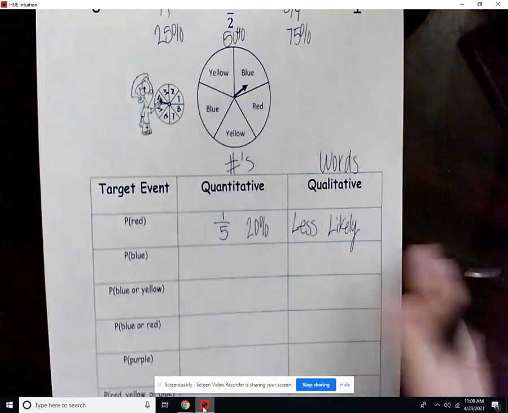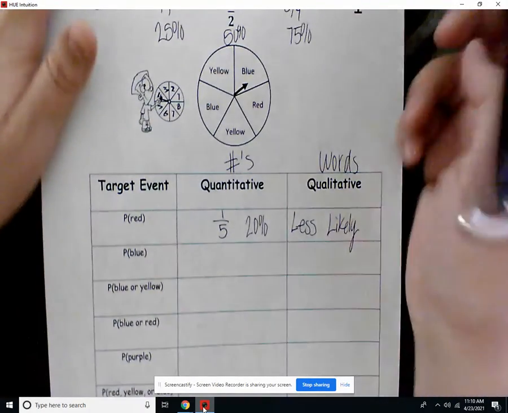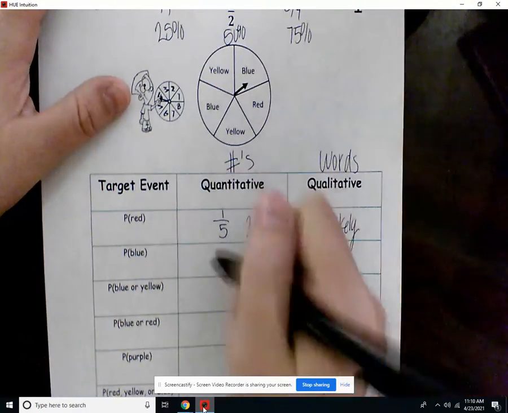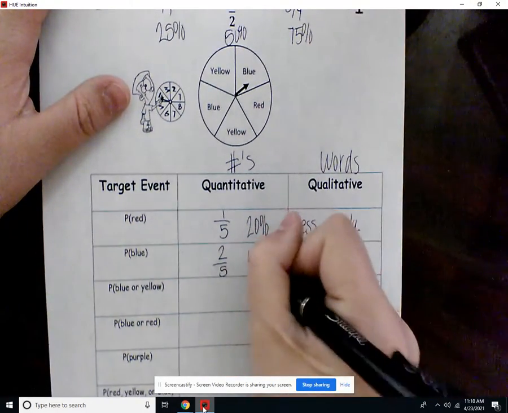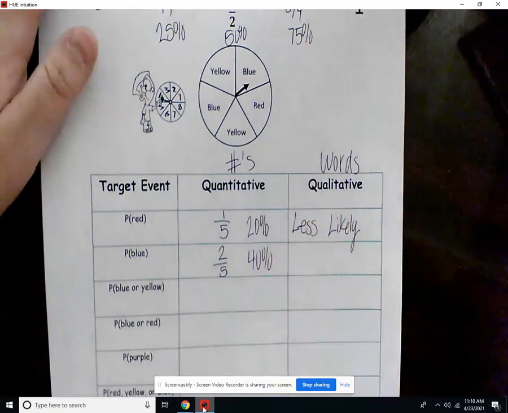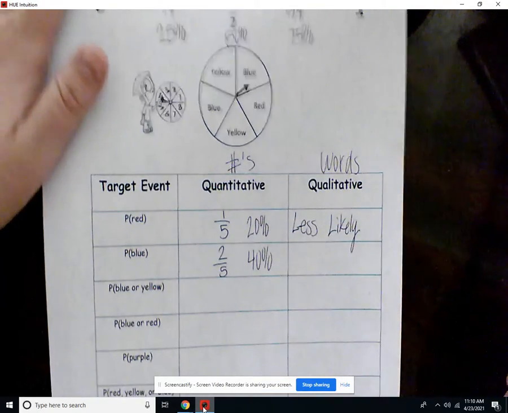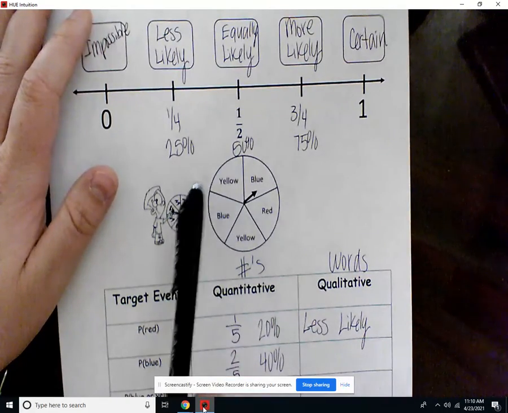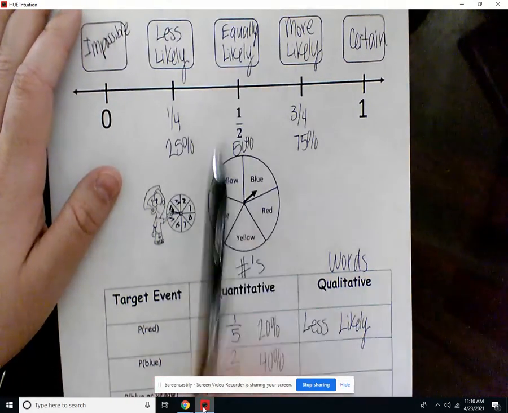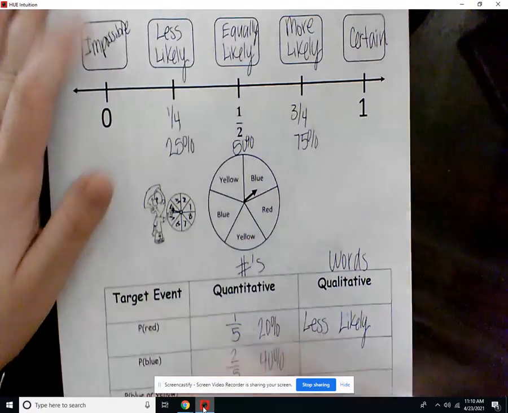Okay, then we have the probability of blue. So I have 2 blues, which is 2/5, and that is 40%. And so 40 is in between 25 and 50. And it has to be exactly 50 to be equally likely. So this is going to be another less likely event.